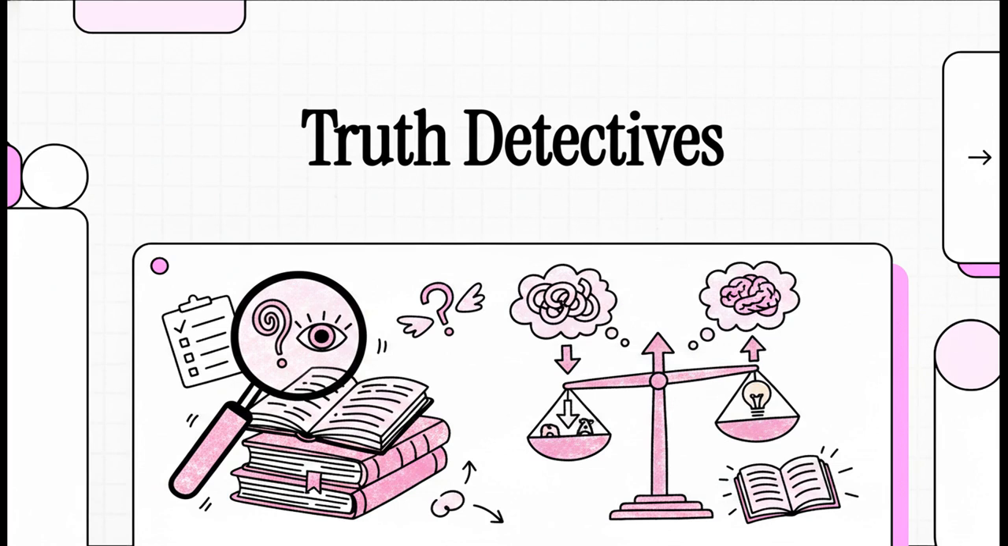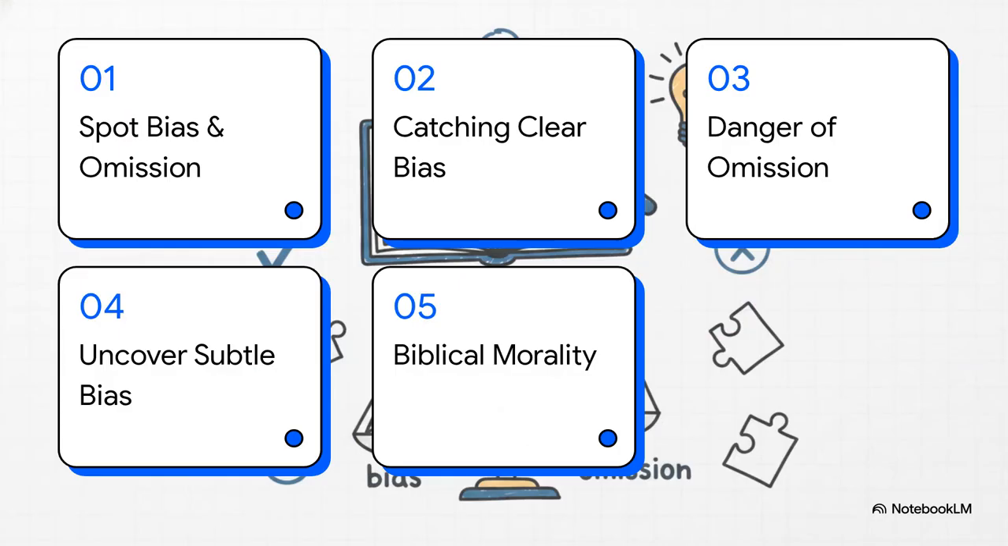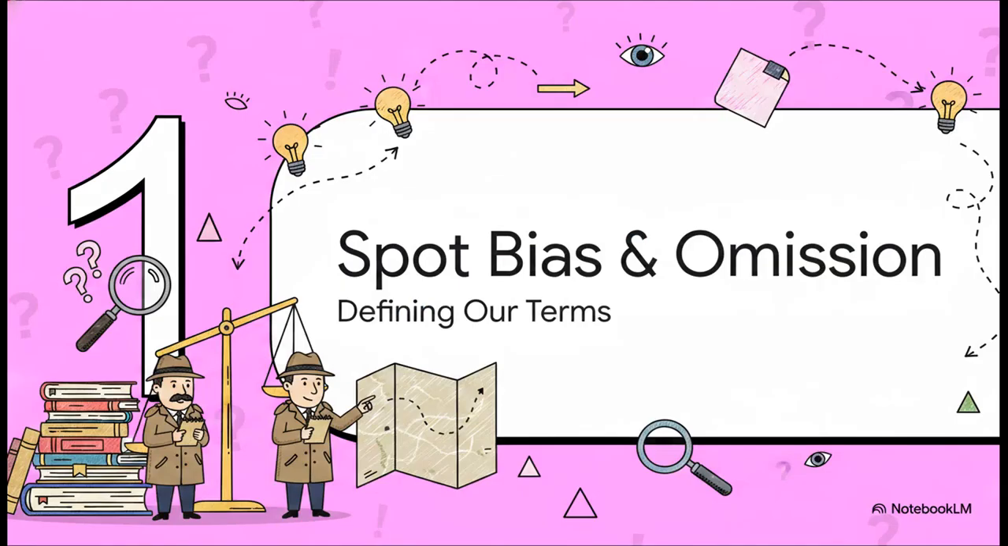Let's get to it. Here is what's on the docket for us today. 1. Spotting bias and omission. 2. Catching clear bias. 3. The danger of omission. 4. Uncovering subtle bias. And finally, number 5. Education with biblical morality. Okay, let's jump right into Section 1, Spotting Bias and Omission.